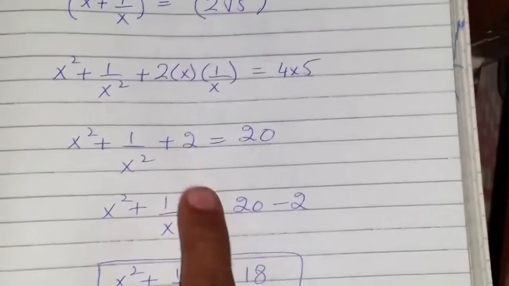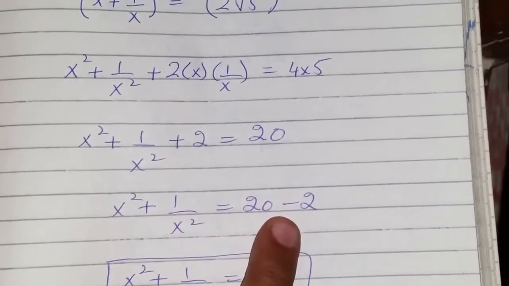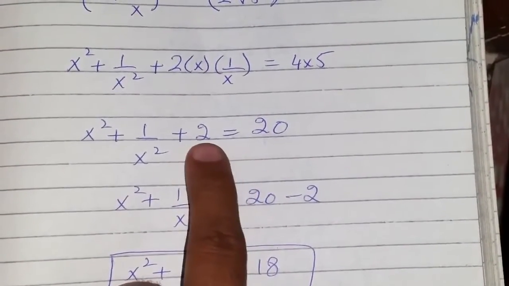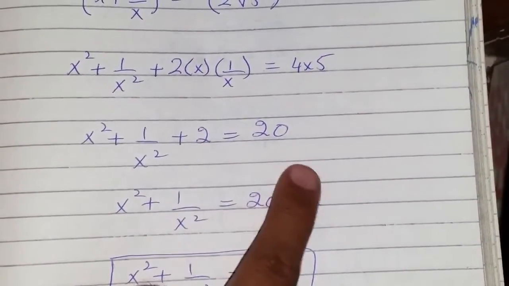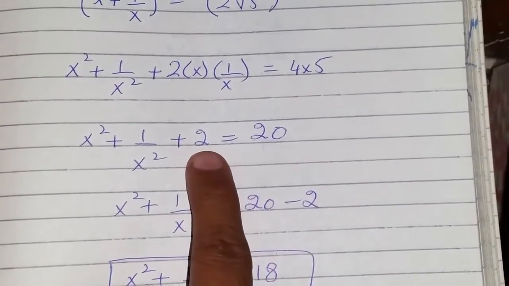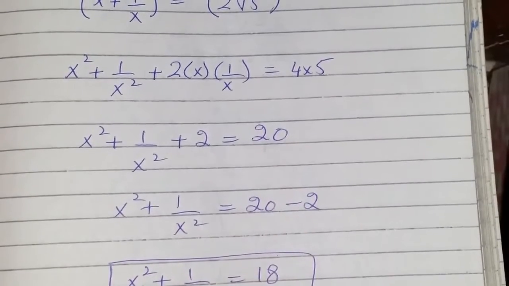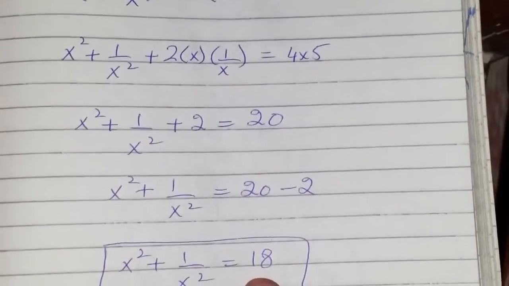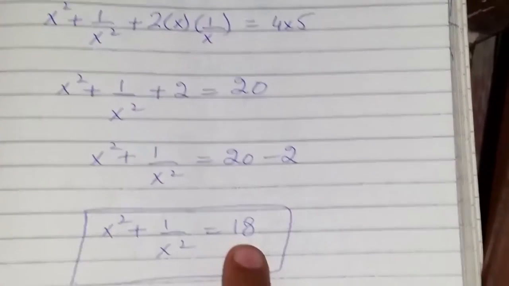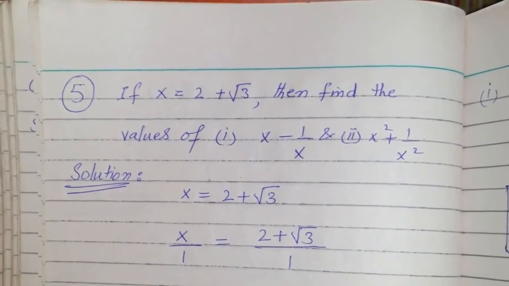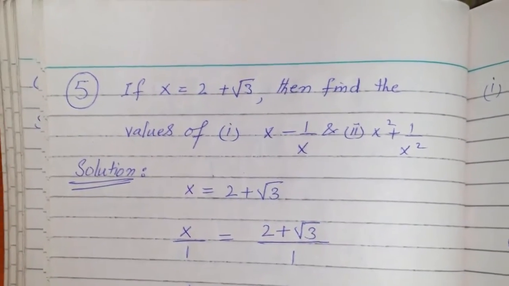which goes to the other side and its sign changes. Alternatively, you can say that I have subtracted 2 on both sides. This plus 2 and minus 2 cancel out and 20 minus 2 yields 18, and this is my answer of the question. Now we go to the next question, that is question number 5.